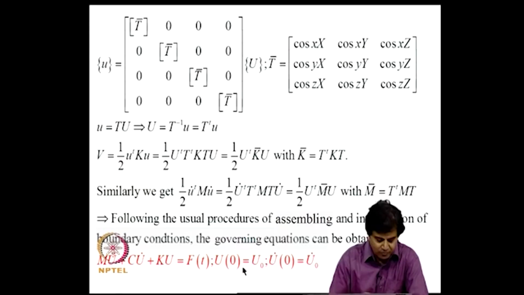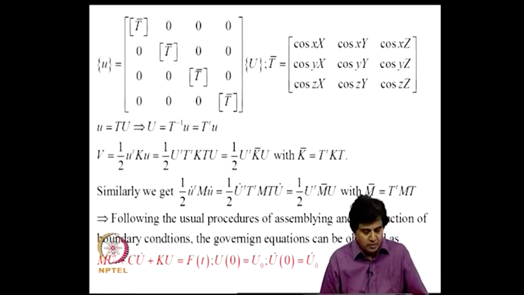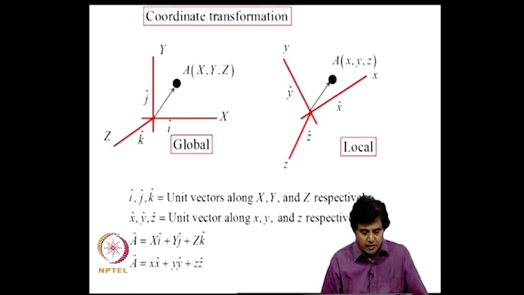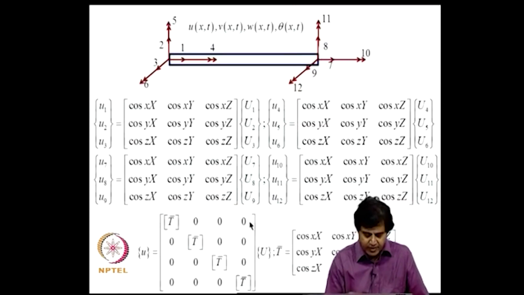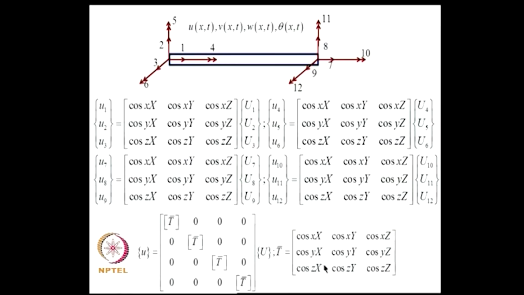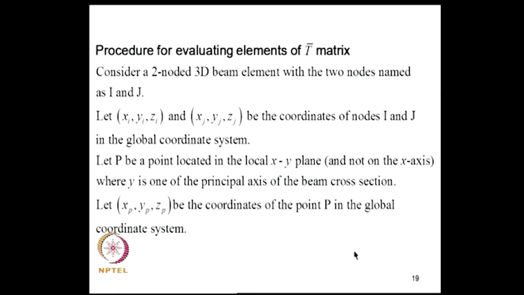So, this we have done before a couple of times, therefore, we need not run into all the details once again. Now, in implementing this transformation on a computer, we need to evaluate elements of this matrix. This is cos xx, cos xy, etc. So, we need to have an automated procedure for that. That can be deduced as follows.